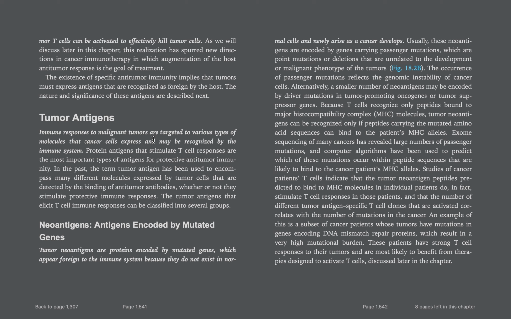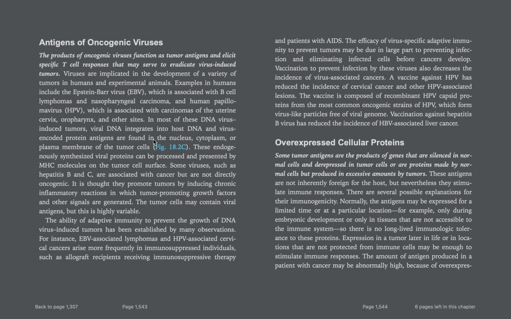An example of this is the subset of cancer patients whose tumors have mutations in genes encoding DNA mismatch repair proteins, which result in a very high mutational burden. These patients have strong T cell responses to their tumors and are most likely to benefit from therapies designed to activate T cells, discussed later in the chapter. Antigens of oncogenic viruses.